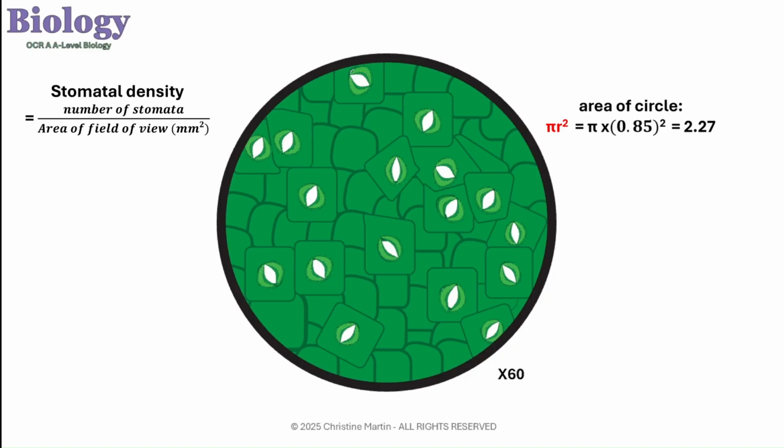Now, if I count the number of stomata that we can see open in my field of view, there are 17 stomata. So now I would just divide that into an equation. The number of stomata is 17 divided by the area of field of view, which was 2.27. That tells me that my stomatal density is 7.49 stomata per millimeter squared.